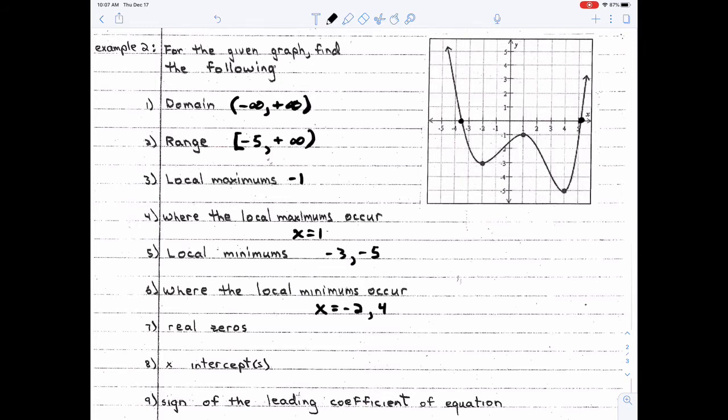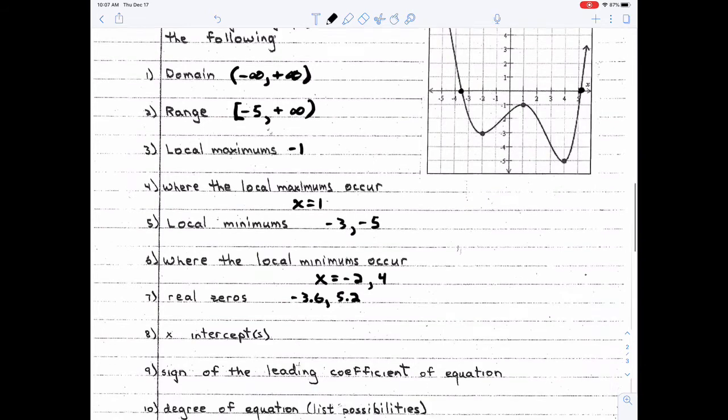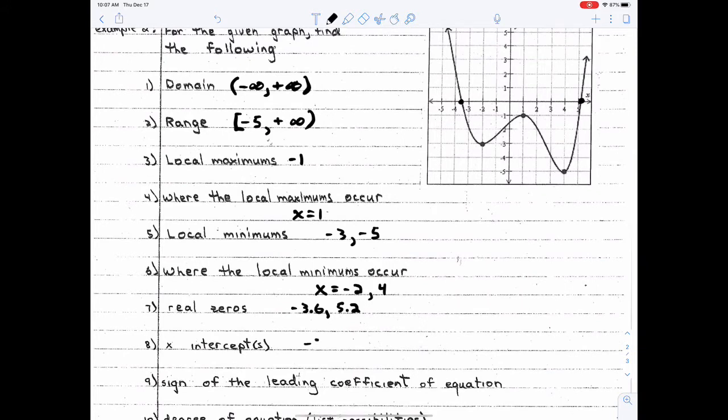Let's say -3.6. And I don't know, it looks a little bit past 5. We'll say like 5.1, 5.2. And that's just approximate. Your x-intercepts are those things, but written as points. So it's (-3.6, 0) and (5.2, 0). Okay, maybe 5.1, I don't know, it's a judgment call.